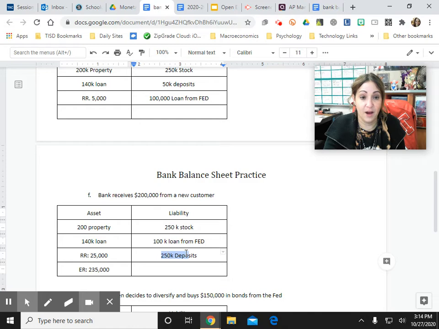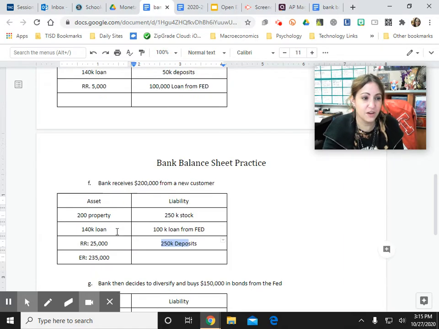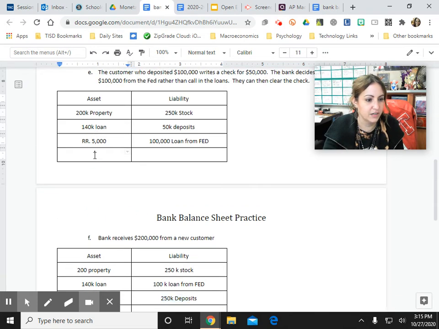Well, if deposits change, required reserves change. Required reserves is 10% of this number. 10% of $250,000 is $25,000. And all of that extra goes into excess reserves. Why is it 235? Well, we had, did I erase excess reserves here? There we go. Excess reserves was 55,000. There was already 55,000 there.